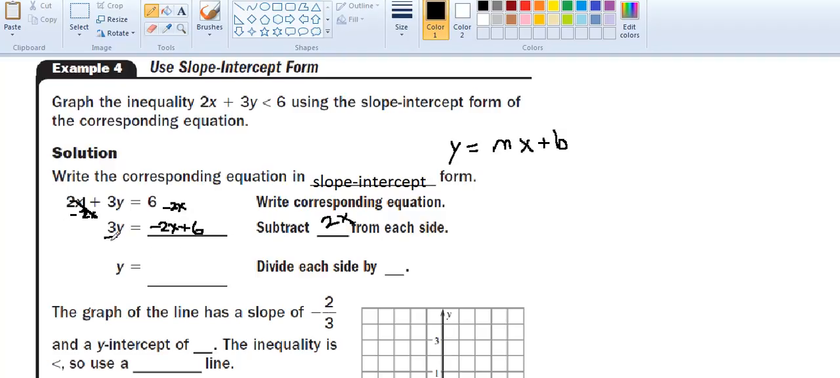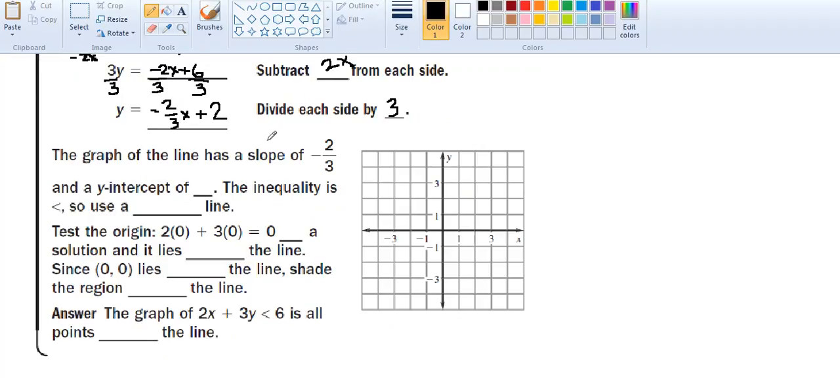You're going to divide by 3 here, here, and here. As long as we do that to every term, it's okay. We're dividing by 3, and that keeps the equation equal. So what we're left with here, not much you can do with this, is negative 2 over 3 x, plus 6 over 3, which is 2. So here's what we have: a graph of a line that has a slope of negative 2/3 and a y-intercept of 2.